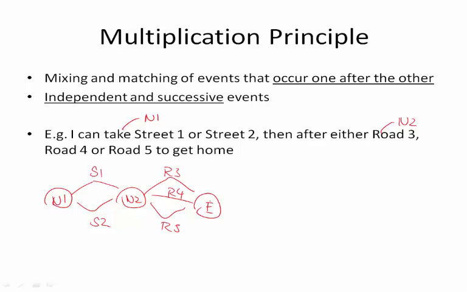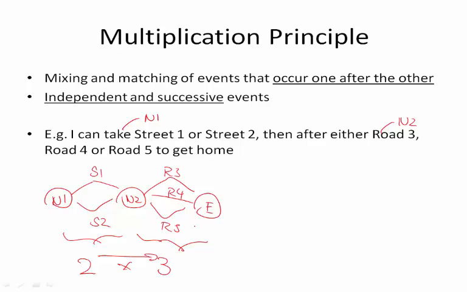Now from this diagram, you can see that these events are successive. So this is happening after the first event between node 1 and node 2. Independent events basically means that any decision between node 1 and node 2 does not affect events that are going on from node 2 to the endpoint, which, if you think about it, is true in a sense, because choosing street 1 and street 2 does not affect my decision in road 3, road 4 and road 5. Therefore, the total number of ways of getting home is simply the two ways between node 1 and node 2 multiplied with the three ways between node 2 and the endpoint.